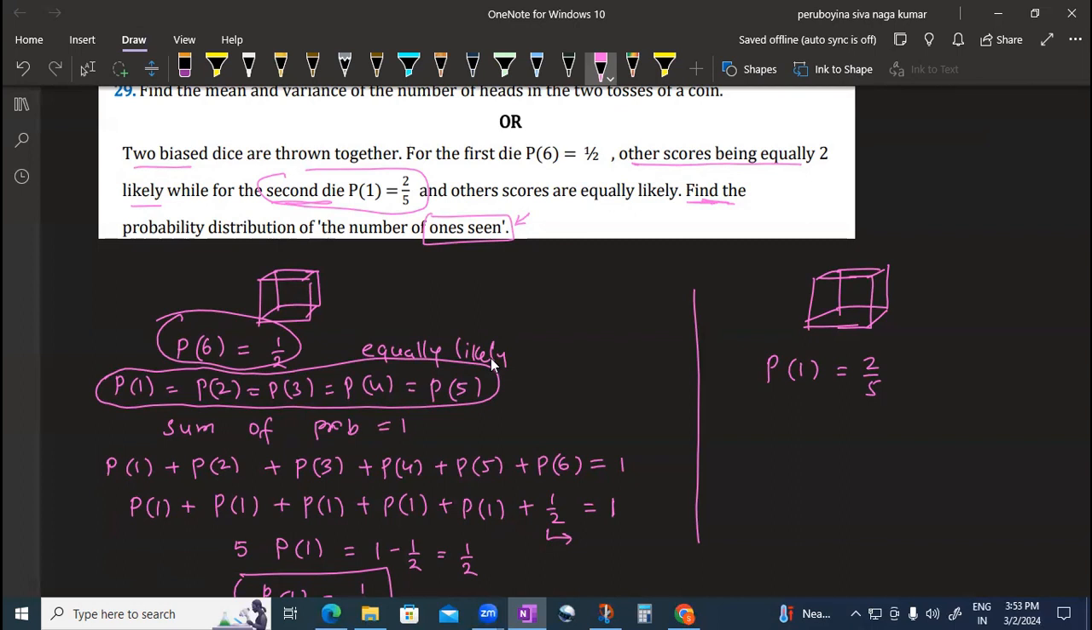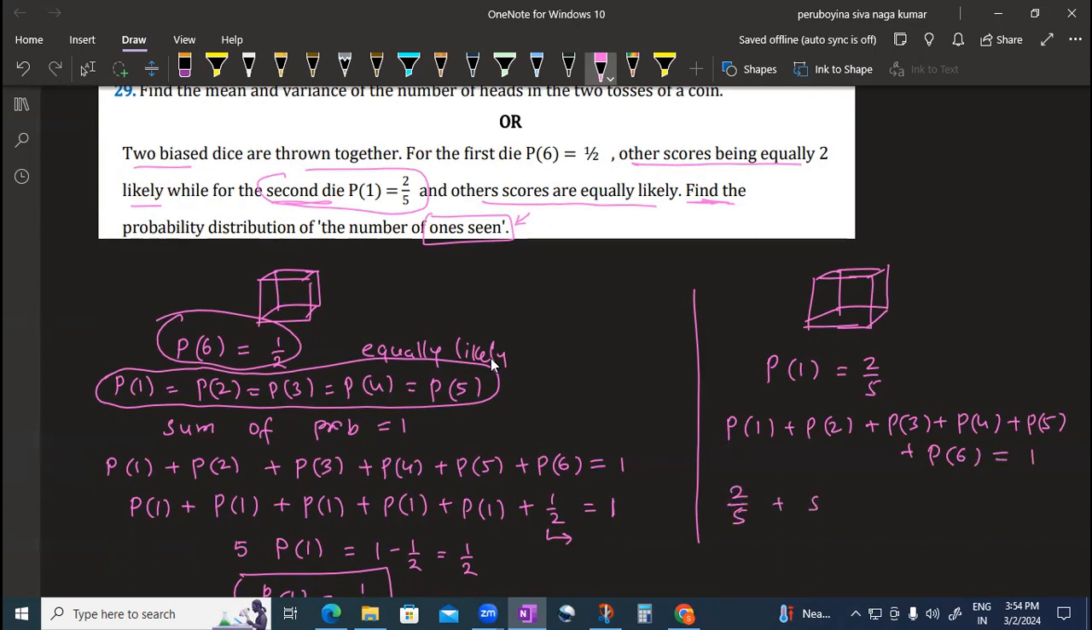But we will calculate the things. And the other scores are equally likely. Here also you have to behave the same. So P of 1 plus P of 2 plus P of 3 plus P of 4 plus P of 5 plus P of 6 is equal to the sum of probabilities, 1.